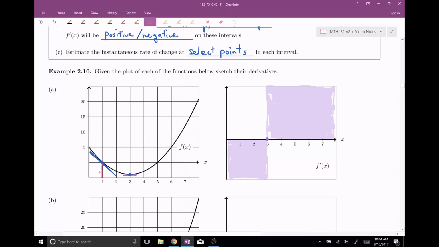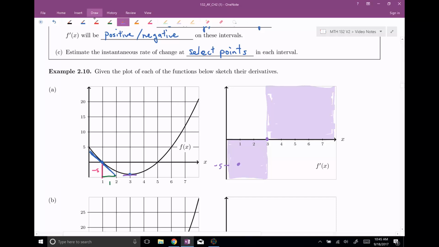So if I go down 5, this is a run of 1. So if I was to do my rise over run, this would be around -5. So I'm just going to go ahead and put here -5. And at 1, the slope seems to be around -5. Now, if you wanted to, we could do another one here, maybe at 2. But let's go ahead and continue on.